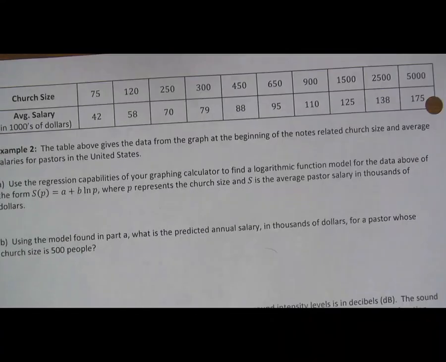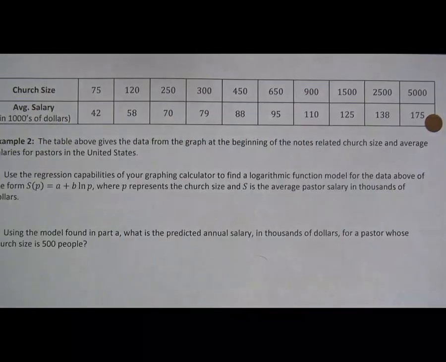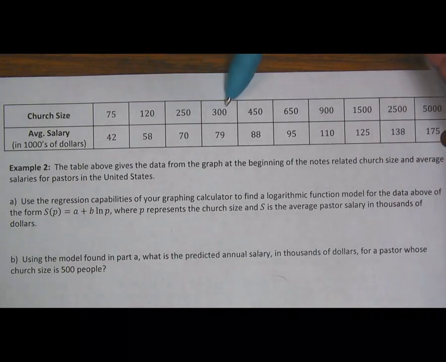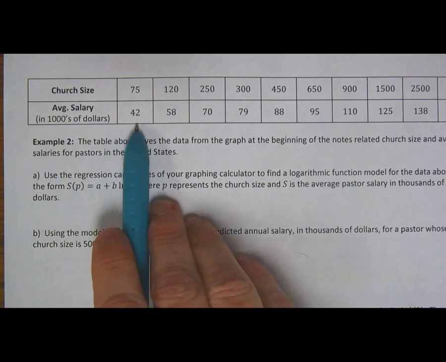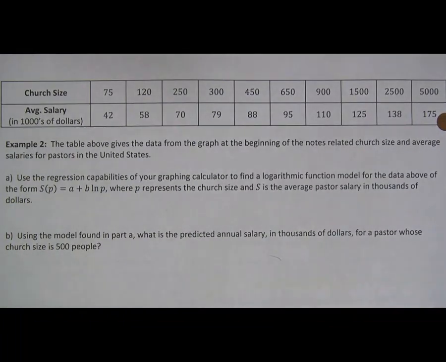You've seen this on a couple of different recent tests. You have all of this data laid out, and this is showing you how many members are in the congregation of a church related to the average salary in thousands of what a pastor makes at that church. That's what the graph at the beginning of the notes was showing.